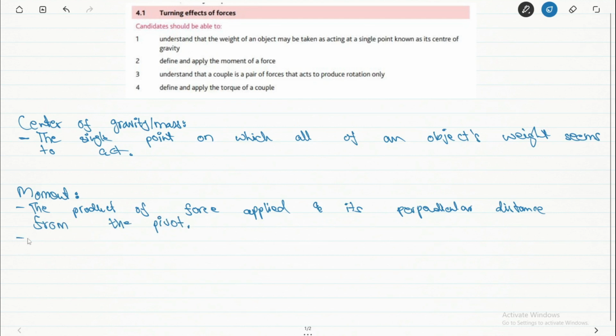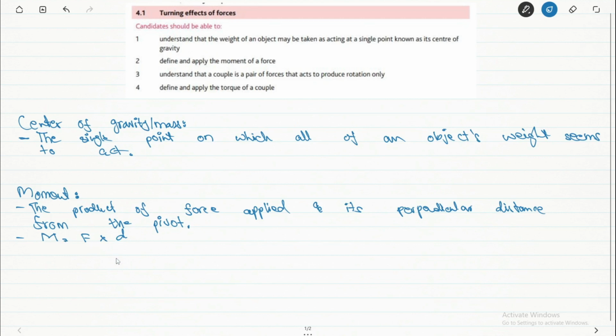right? So the formula is moment is equal to F into D, where the distance is the perpendicular distance from the pivot and F is the force applied, right? Or at least the vertical component of the force applied, or horizontal based on the scenario. But you'll see these in the next couple of videos.